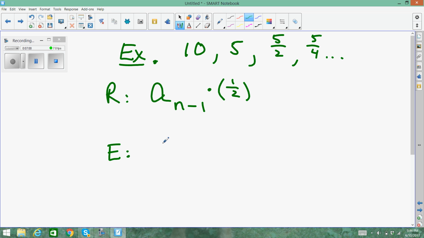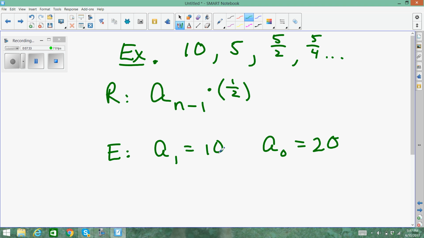Okay, our explicit rule is going to take a little more work. So just to get ready here, let's figure out what a sub 1 is. A sub 1 is, that's correct, it's 10. It's the first term in the series. So here's a sub 2, here's a sub 1. A sub 0 is going to be going in the other direction. So if we're dividing by 2 to get to there, we would multiply to get to there. So a sub 0 would be 20.